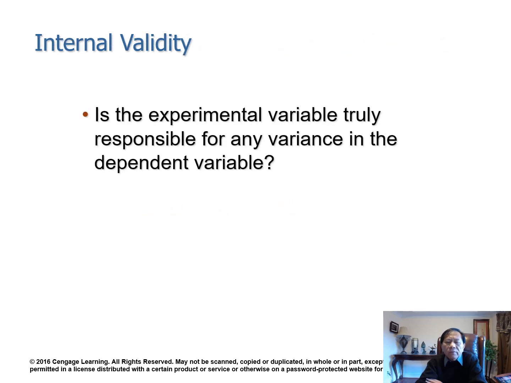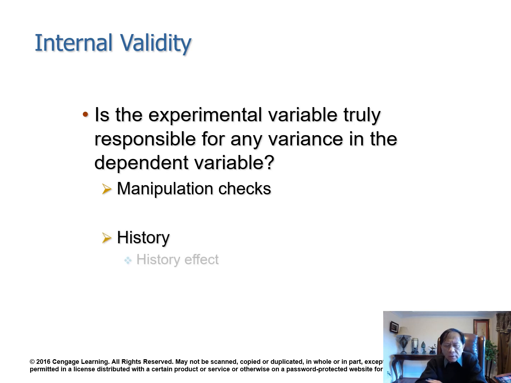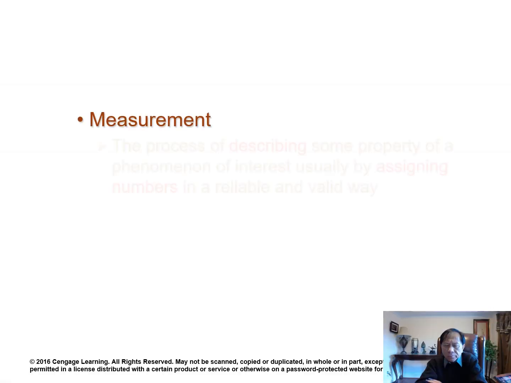Internal validity versus validity versus reliability. What's internal validity? Is the experimental variable truly responsible for any variance in the dependent variable? If this is high validity, not low validity. You can do manipulation checks, to see if you can detect the variations in experimental conditions. There's a history effect, there's a cohort effect, and if you understand those.